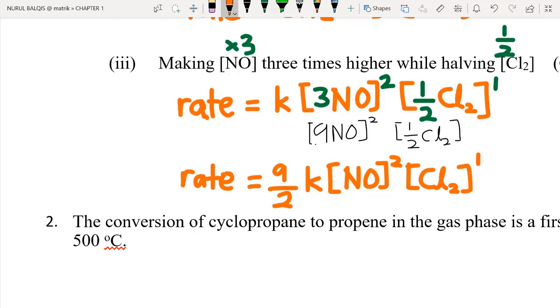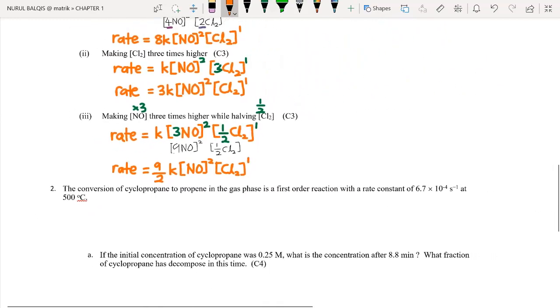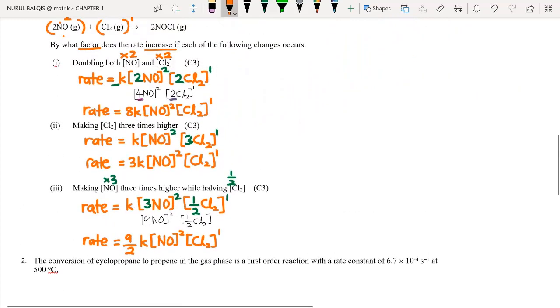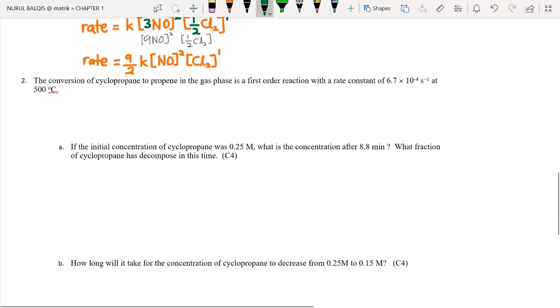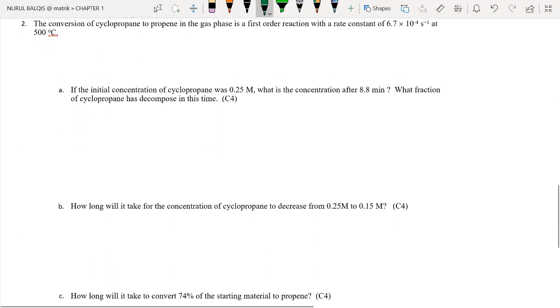So basically, the factors given here that we have already found here, it tells you that the reactions is raised by these factors. So 8K times with 8 factors. So they increase 8 times. They increase 3 times. They increase 9 over 2 times, like that. Okay. Moving on to the next part.